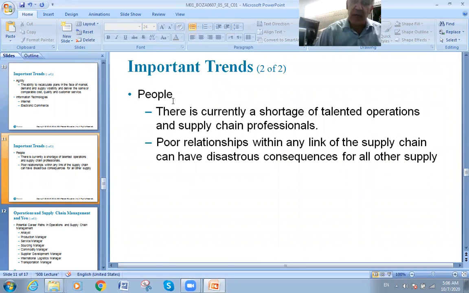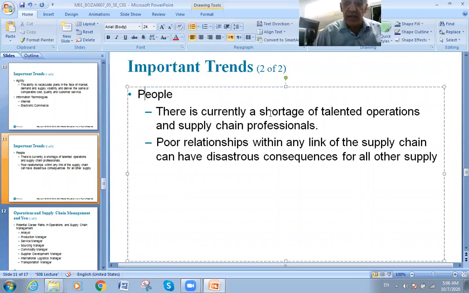Important trends. People, we're talking about the people. Currently there is a shortage of talented operation and supply chain professionals. We won't say that people who are working in this field, some of them have drawbacks. Not all of them, but some. Poor relationship with any link of the supply chain can have disastrous consequences for all other supply. That's true. Like I told you before, it's like a chain. If one of these chain points is bad, then everything consequently will go in a wrong way.